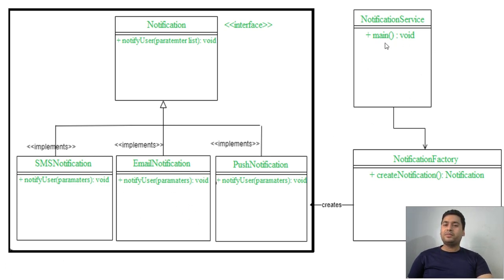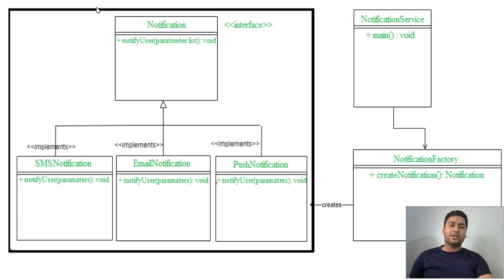So the call will be coming from the notification service or maybe the controllers. From the controller it will call the notification factory. The notification factory will decide which object to return based on the type. Okay guys, I hope you understood. So let's go and provide the implementation.